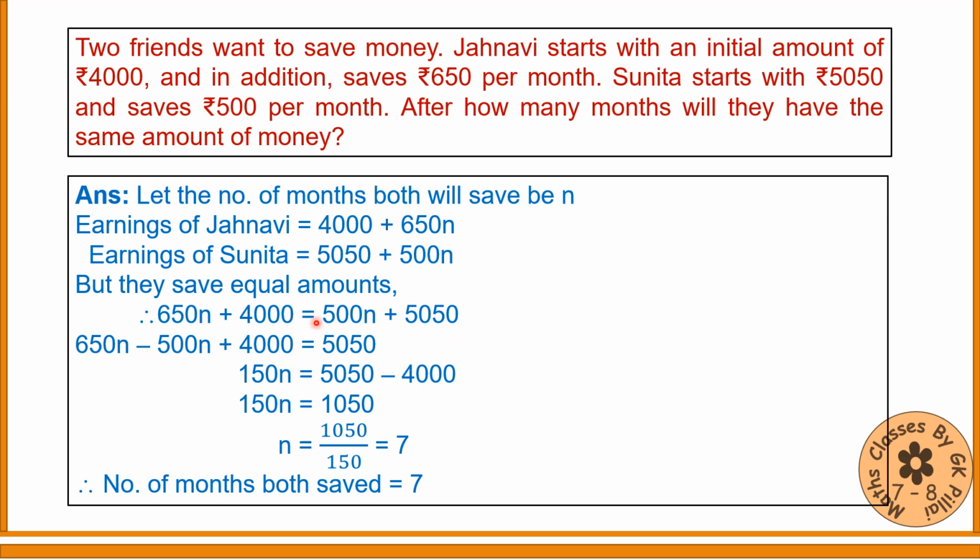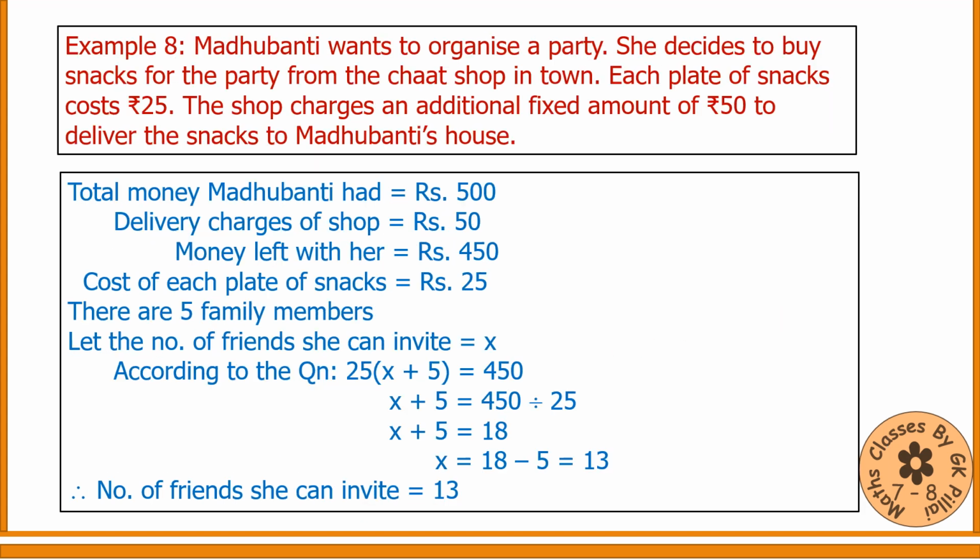Bring this 500n to the left hand side, and in the next step 4,000 will go to the other side. So ultimately 150n will be equal to 1050. n will be 1050 upon 150, equal to 7. The number of months both saved will be equal to 7. Another one.